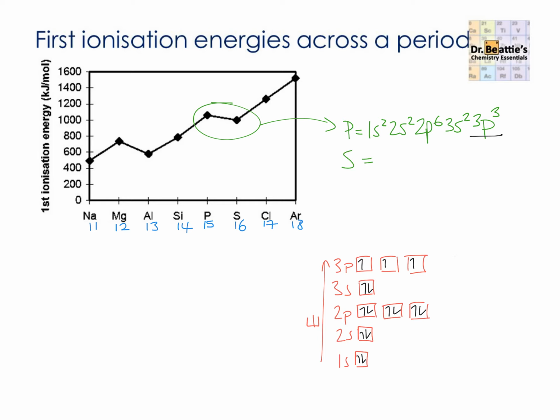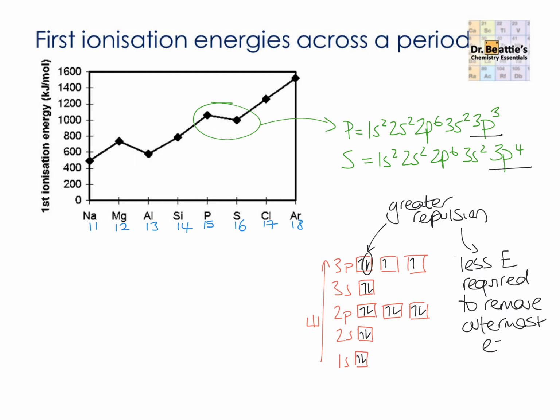Now, when we move to sulfur, we are going to have 3p4. And so we have no other option than to put this 4th electron in an orbital that is already occupied by an electron. And this causes this outermost electron in the sulfur to have a higher level of repulsion than were it to occupy an orbital on its own, what we would call a singly occupied orbital. And it is this greater repulsion that makes it slightly easier to remove this p4 electron, hence why we see a dip in the energy required here.